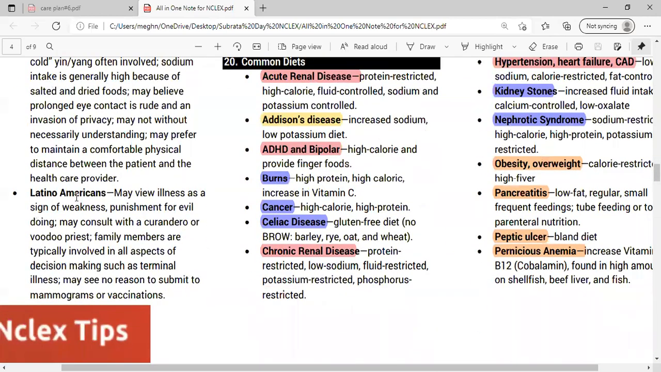In case of Latino Americans, they may view illness as a sign of weakness or punishment for evildoing. May consult with a curandero or voodoo priest. Family members are typically involved in all aspects of decision making, such as terminal illness. They may see no reason to submit to mammograms or vaccinations.